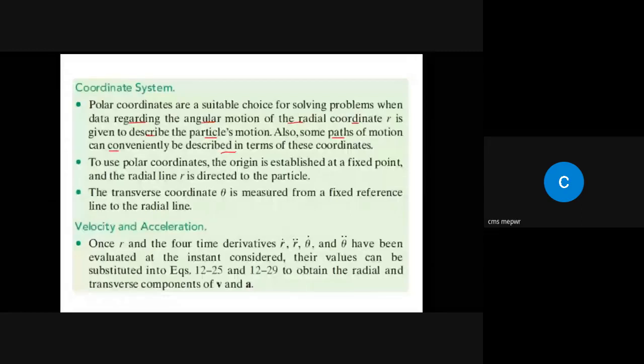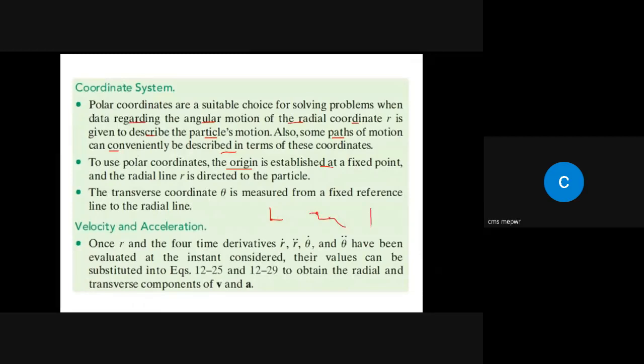Okay, so to use polar coordinates, the origin is established at a fixed point. In XYZ coordinates you have a fixed origin, then in the normal-tangential coordinate system the origin moves with the particle, and now again in the polar coordinate system the origin is fixed, right? We measure r from the origin to that point, and theta is measured from the reference line. Is it clear?